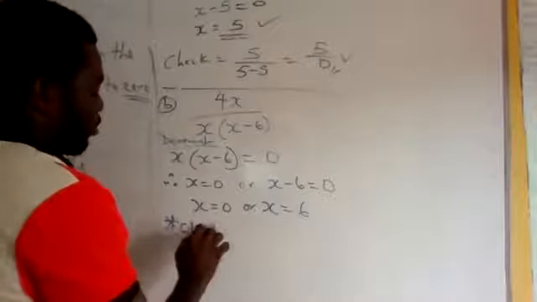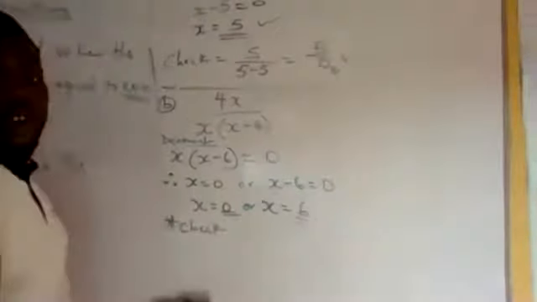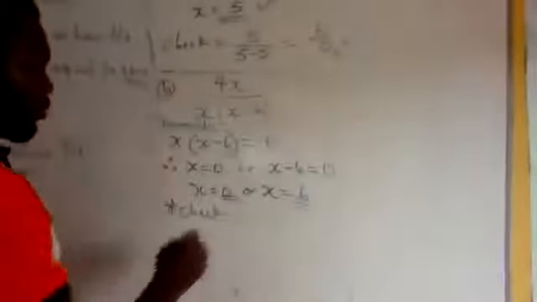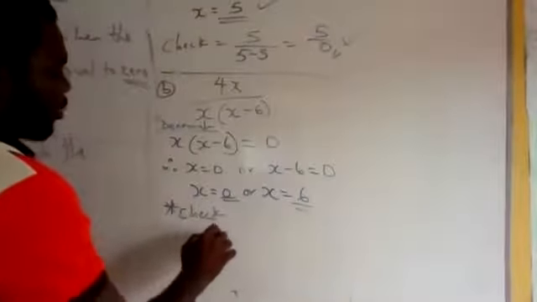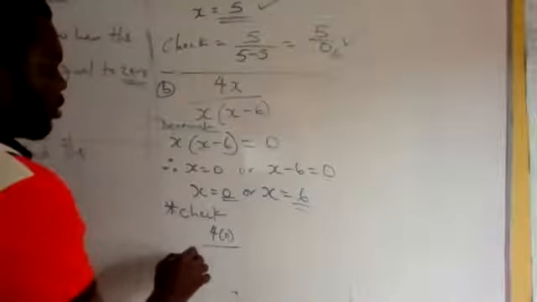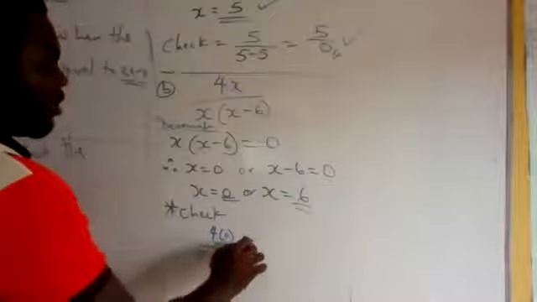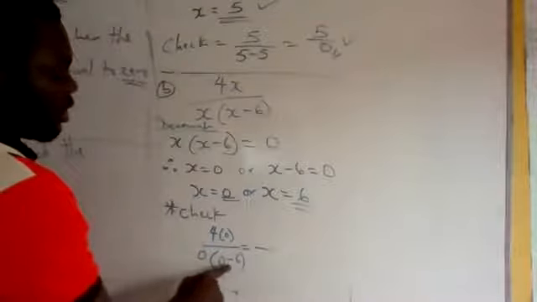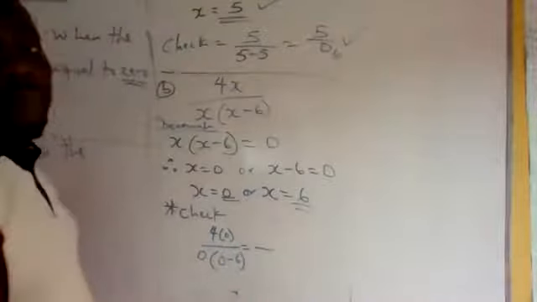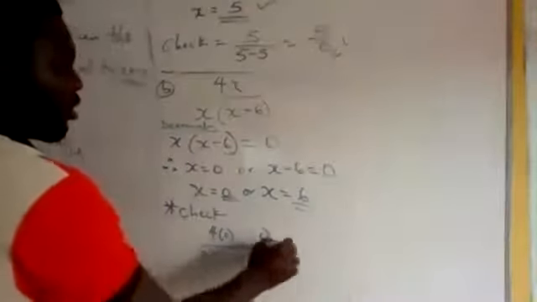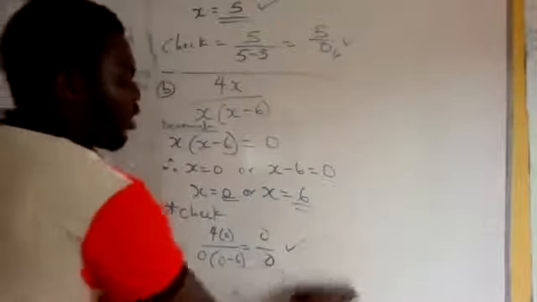So these are your answers, 0 and 6. If x is 0, that would be 4 open bracket 0 all over 0 open bracket 0 minus 6. So at the end of the day, your denominator is 0 times 0, I mean, 0 times minus 6, which is still 0. So it tells you that it is undefined.